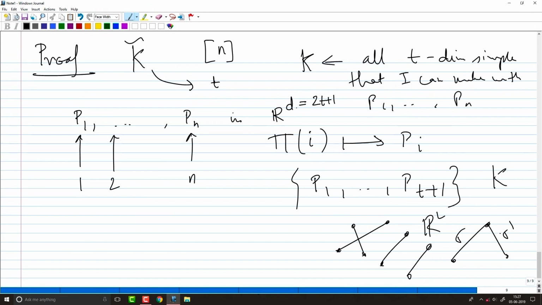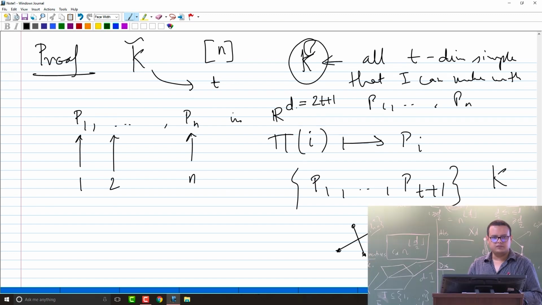If I can show that the geometric simplices that I am generating in K, that K is a valid geometric simplicial complex, then this map is well defined and you get a geometric representation of K tilde, right.